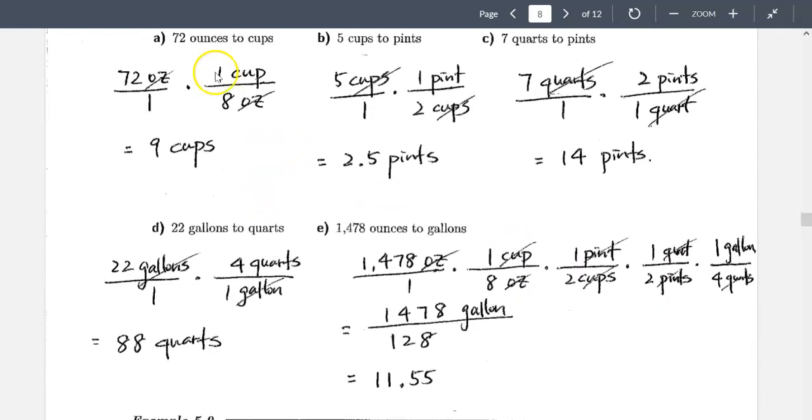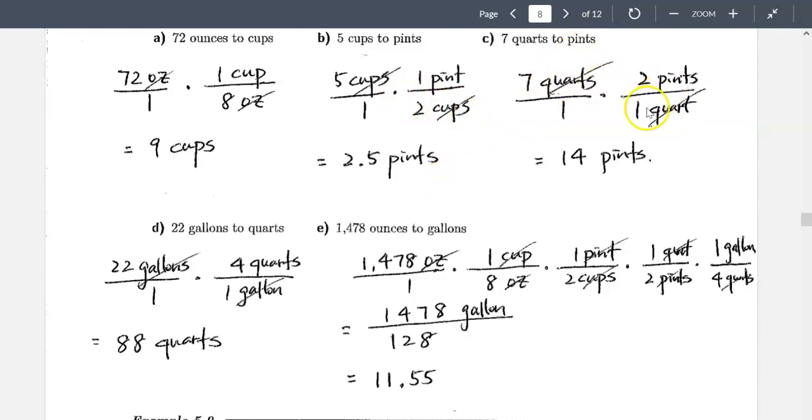If you want to do ounces to cups, you take what you want to convert, 72 ounces over 1 times every cup is 8 ounces. Just make sure the ounces line up, 1 on top, 1 on bottom, and we have 72 divided by 8, 9 cups. Cups to pints, same idea. 5 cups over 1 times 1 pint equal to 2 cups. Then this way we have 2.5 pints.